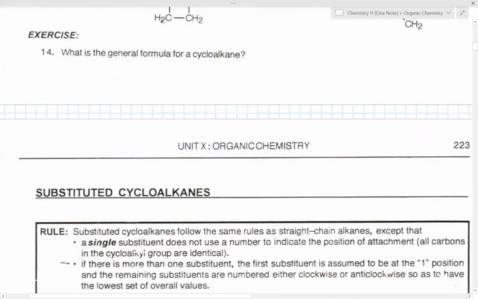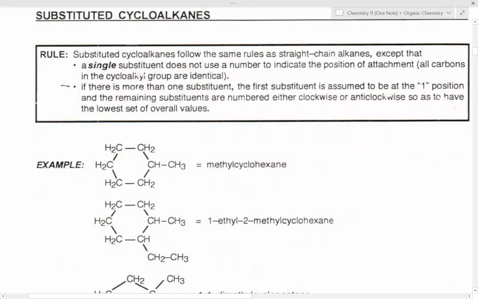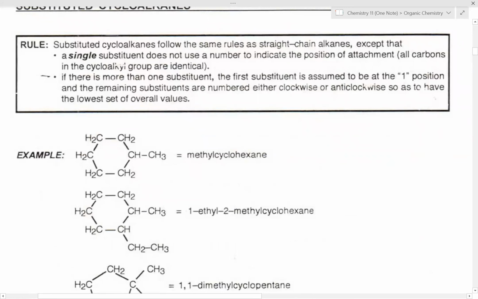Now, there are some rules. And the nice thing is that when you go through this, it's actually very straightforward. Substituted cycloalkanes follow the same rules as a straight chain alkane, except that a single substituent does not use a number. And if there's more than one substituent, the first substituent is assumed to be at the 1 position, and the remaining substituents are numbered either clockwise or anti-clockwise to have the lowest set of values.